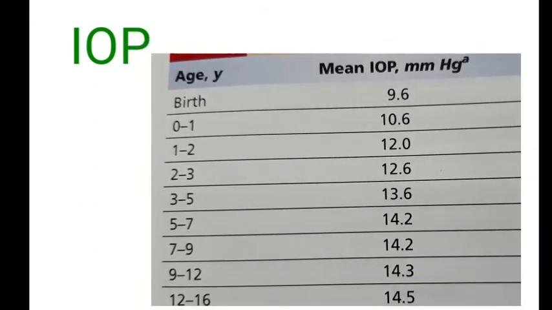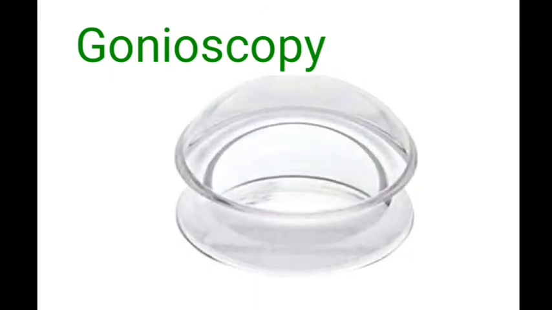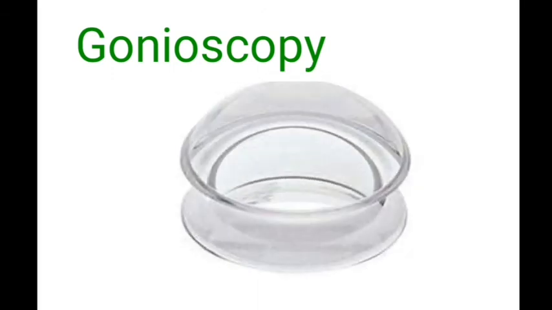So the normal intraocular pressure by age is shown in the table. So the IOP should be appropriate to that particular age. If it is more, then again it goes in favor of glaucoma. The next important thing is the gonioscopy, which can be done in the outpatient department or under general anesthesia.